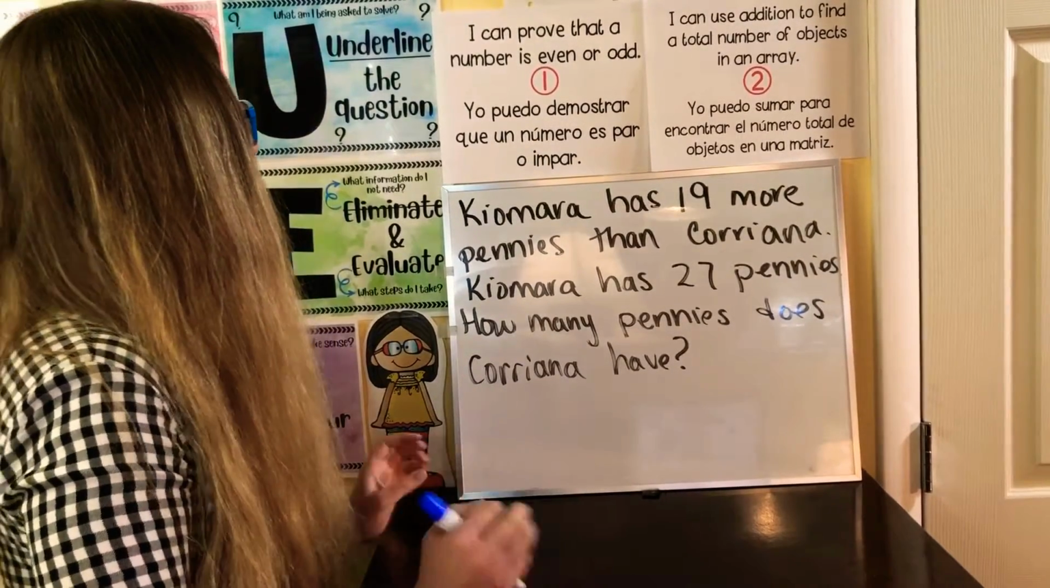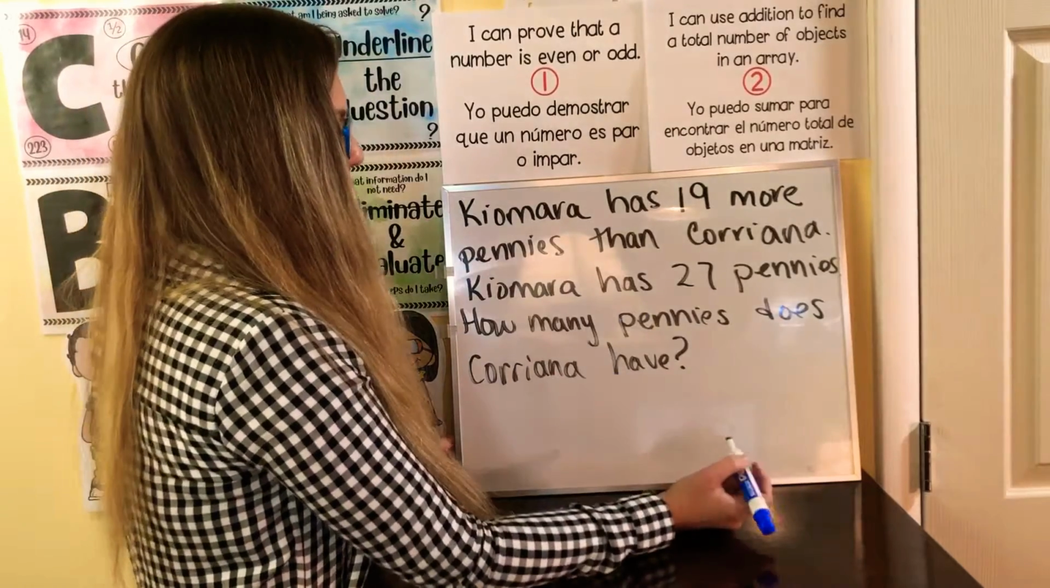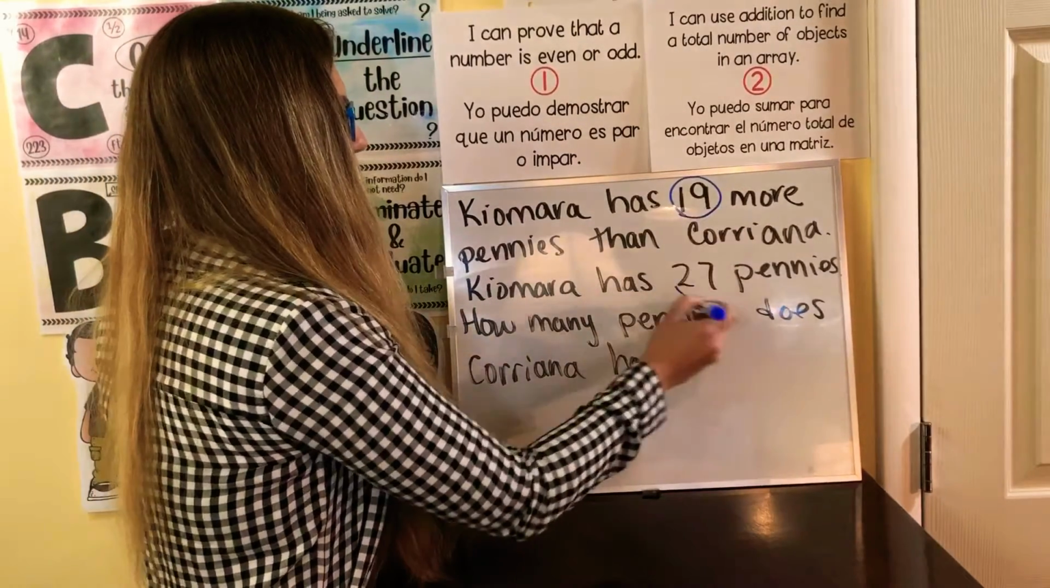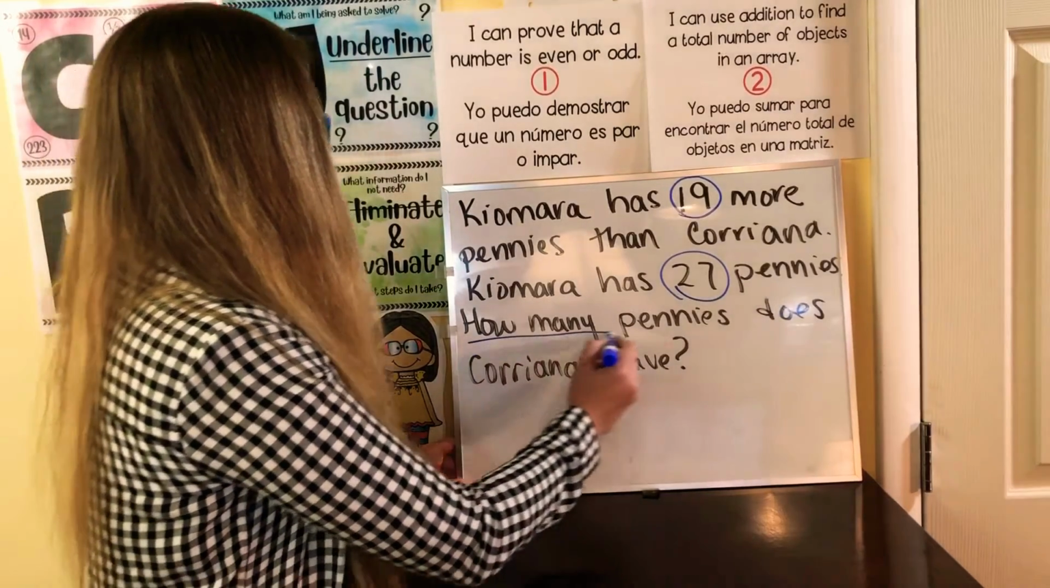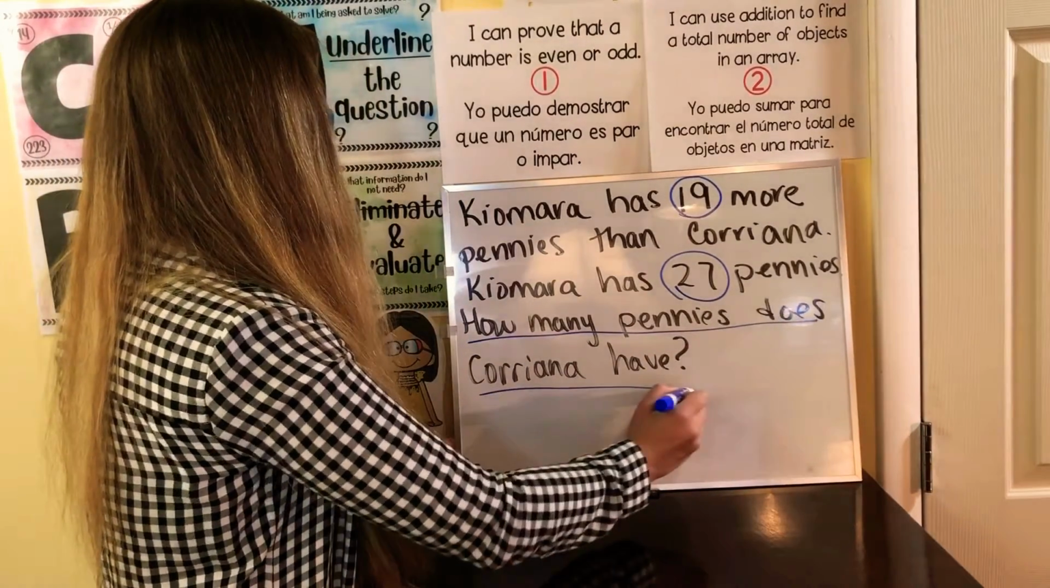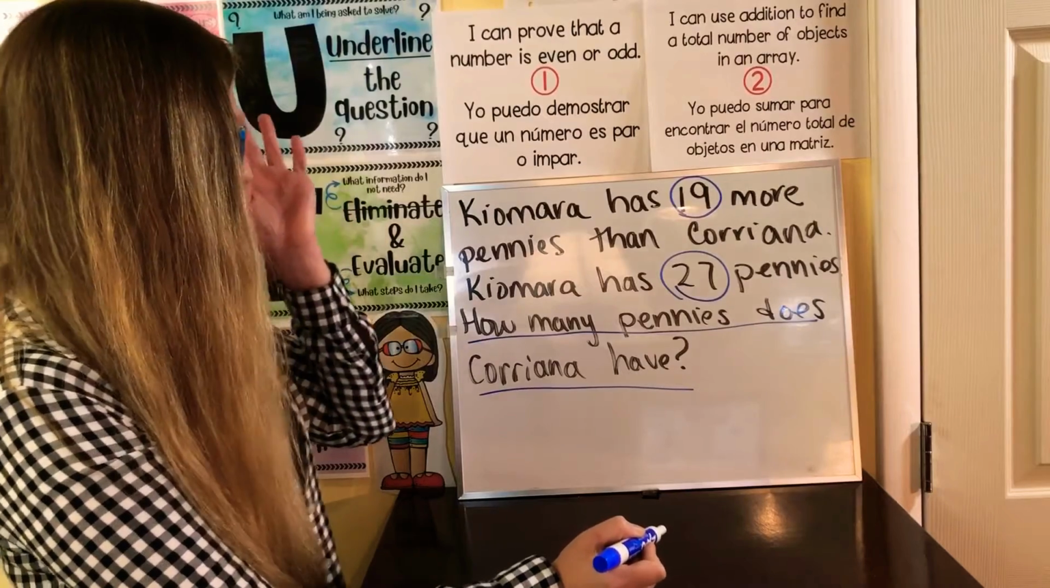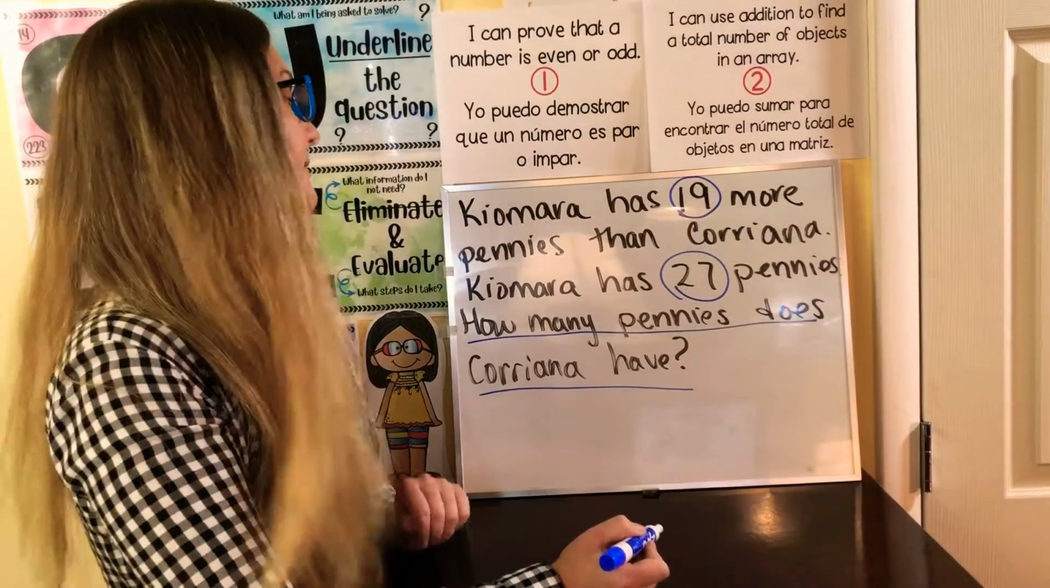So let's start with C. What are our main numbers? Key numbers. What's the question? How many pennies does Corriana have? Oh, we actually didn't read it yet. Let me read it. We'll read it twice.